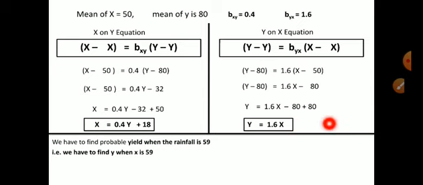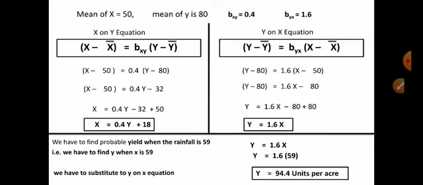That is y is equal to 1.6x. The x value we are going to substitute is 59, in the place of x. That is 1.6 into 59. Y is the yield, so whenever we get a rainfall of 59 centimeters, we can predict the probable yield will be 1.6 into 59, that is 94.4 units per acre. That is how we can calculate.